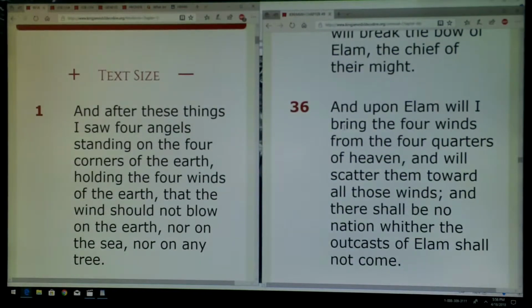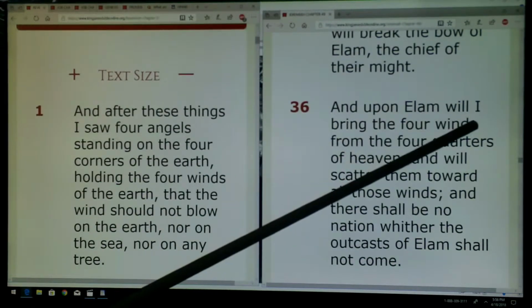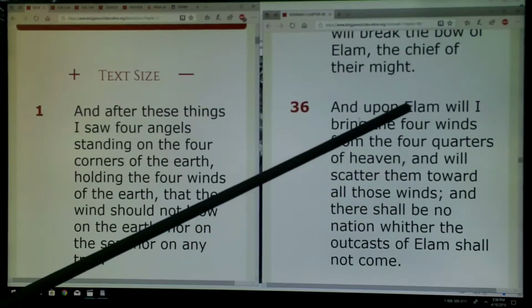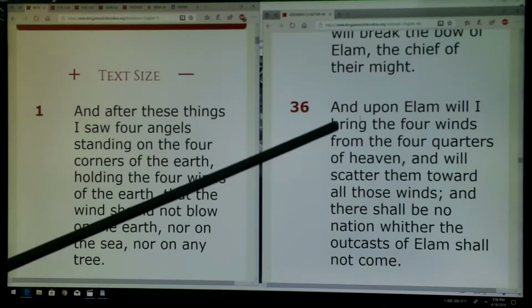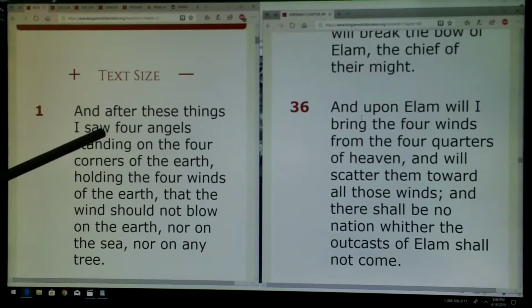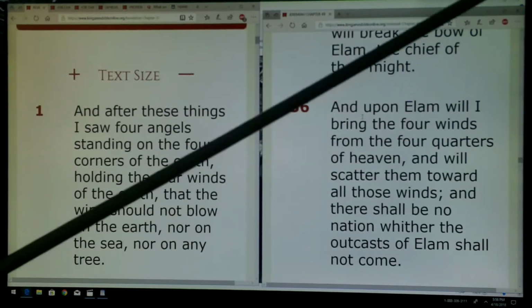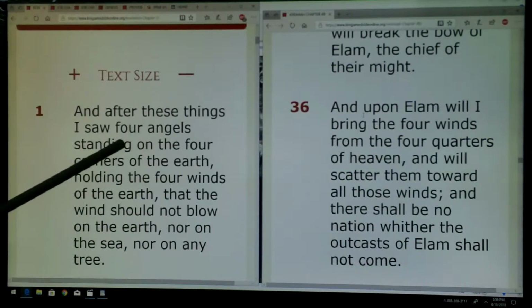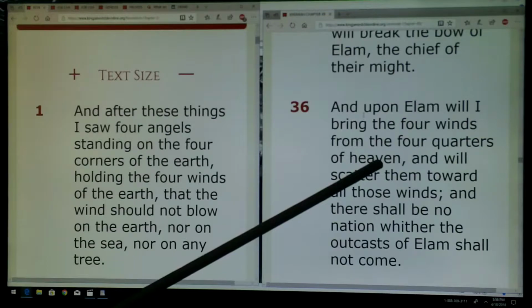Okay. And upon Elam will I bring the four winds from the four quarters of heaven. Does it say anything about angels over here? No. He's trying to bring the angels over here, over to here, because he's got a scheme he's forming up. So now he's bringing the angels over here to here.